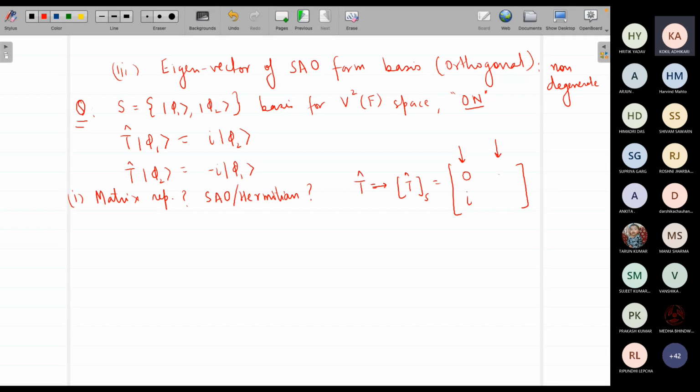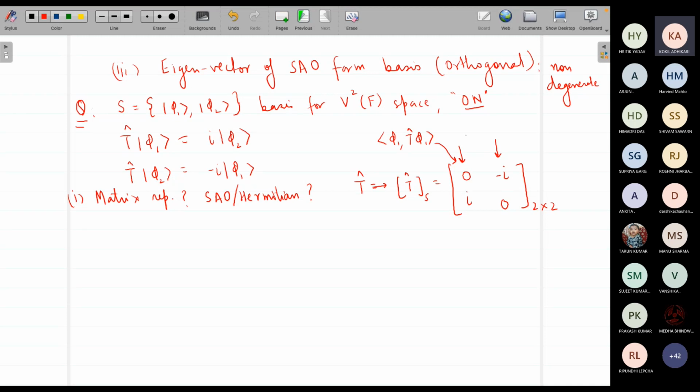What about the second one? That would be minus i, 0. How did you get it? By operating T on phi 1 and phi 2, we get those equations. You just used something rather simple: once you find the first element, you can find the rest of the elements in the same way. Since there was no term of phi 1, only a term of phi 2, it goes as 0 and i, and so on. So with an orthonormal basis, the matrix representation is rather simple.